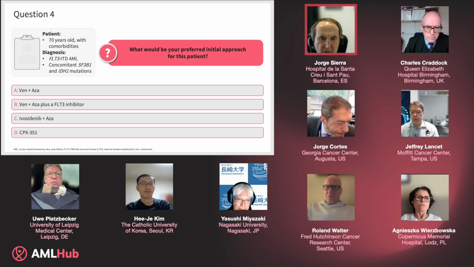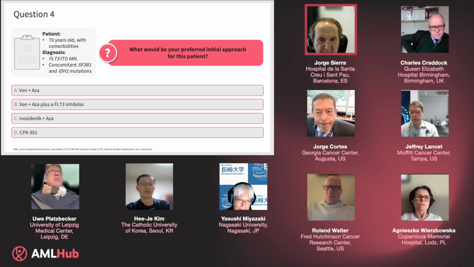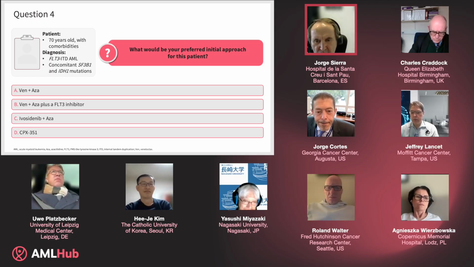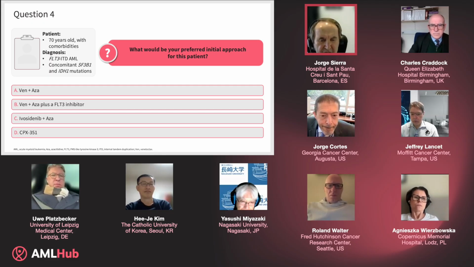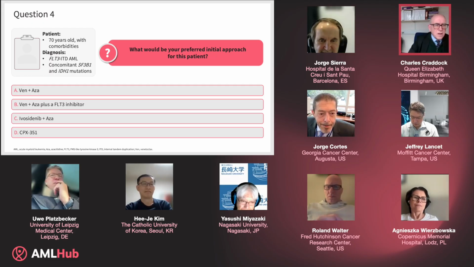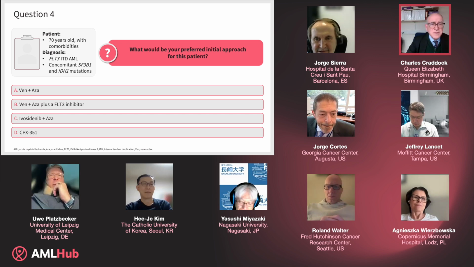70 years old with comorbidities, with FLT3 ITD AML, and concomitant SF3B1 and IDH1 mutations. What would be your preferred initial approach for these patients? Venetoclax plus FLT3 inhibitor, ivosidenib AZA, or CPX351? Okay, depends what you've got available, I suppose.